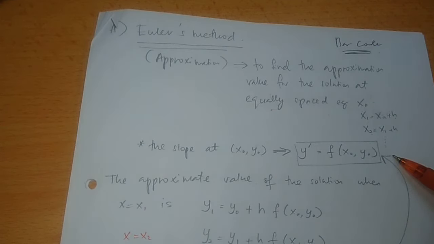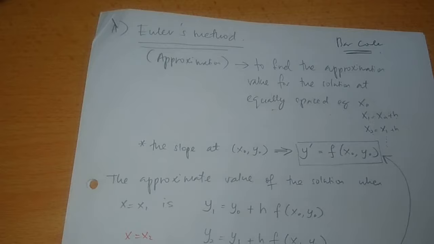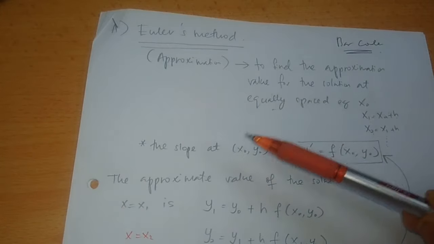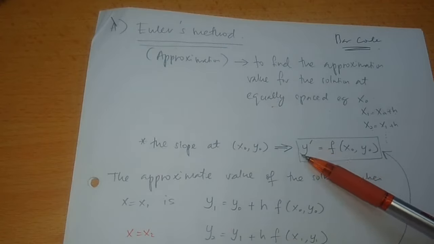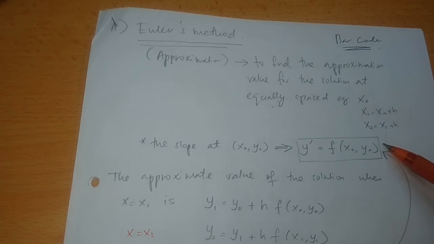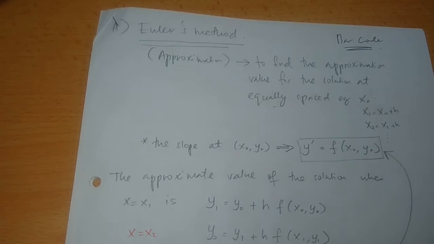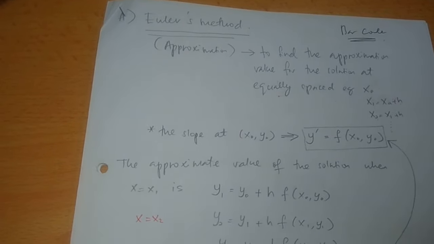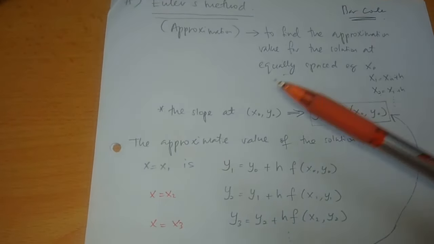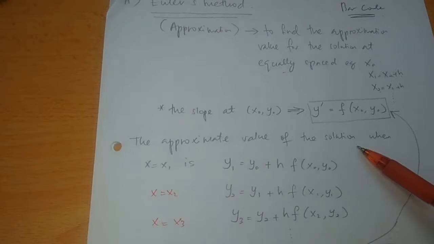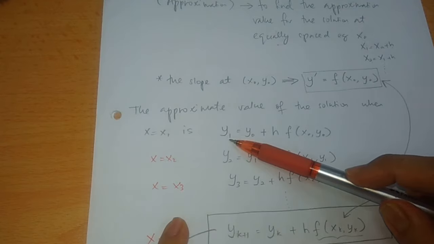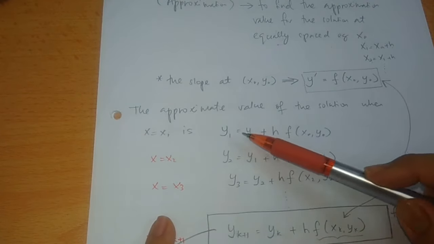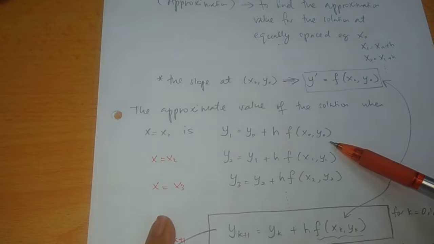Okay, so here you are given the slope at x0, y0, which is written as y prime equal to f(x0, y0). This is actually given in the questions. What you are trying to find is the approximate value of the solution when x equals x1. What is the value of y1? The value of y1 you will obtain by using this equation.